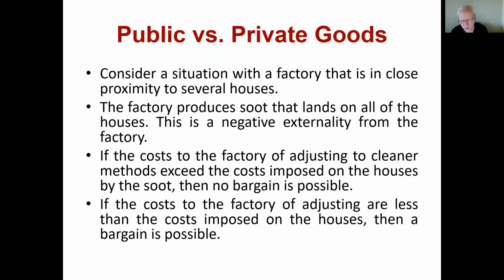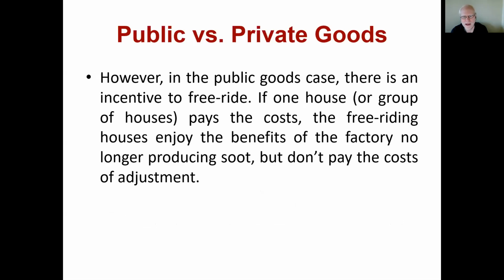If the cost to the factory of adjusting is less than the cost imposed on the houses, then a bargain is possible. So this is the exact same as before. Say the total cost to the different houses is $2,000, and the cost to the factory is still $1,000. There's a bargain that could be struck. But here's where the problem starts coming in. In the public goods case, because there's multiple houses, it becomes a public good, right? So it's costs on multiple different houses. It's essentially environmental air quality in the area. There's an incentive to free ride.